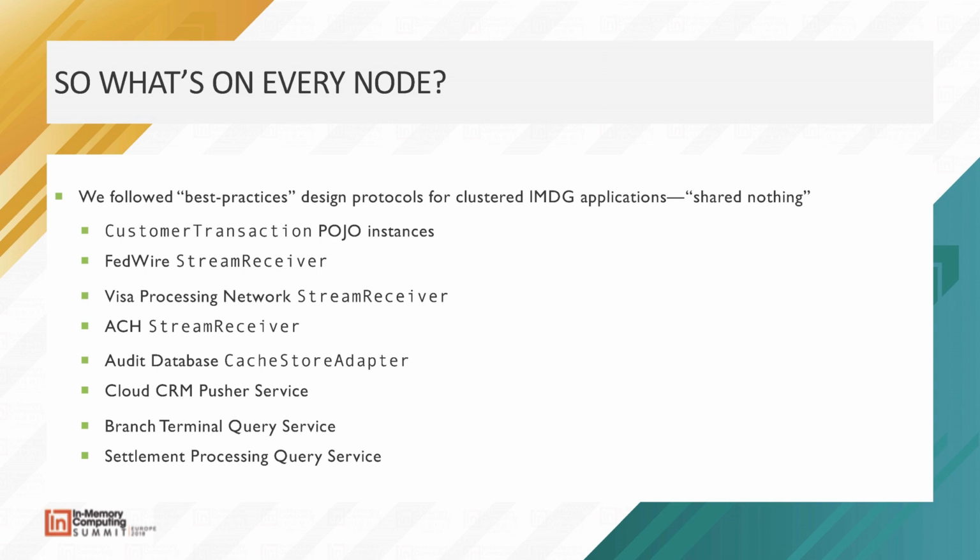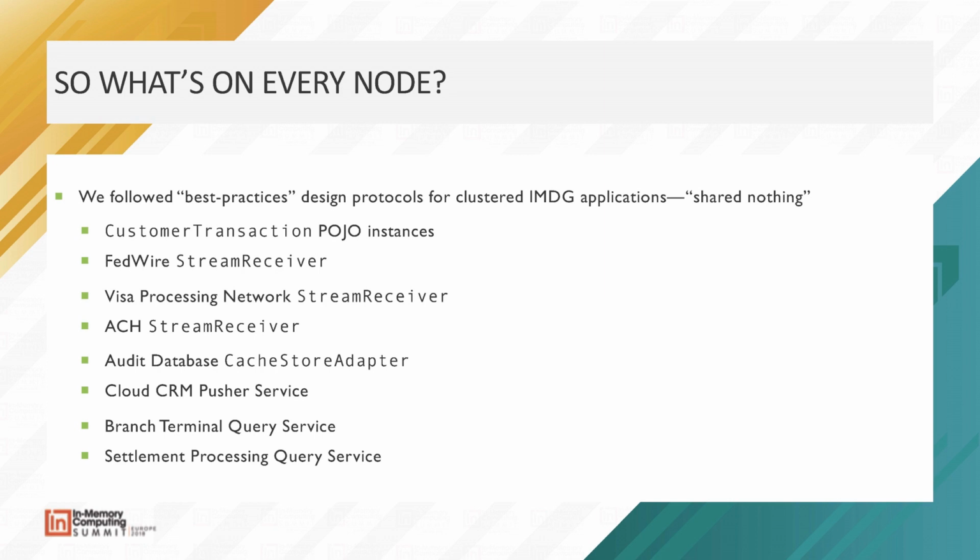But on every node, in order to do this in this shared nothing way, following best practices in IMDG design, we have customer transaction POJO instances. We've got the Fedwire stream receiver. We've got the Visa processing network stream receiver. We've got the ACH stream receiver. We've got a cache store adapter that can write data through or write data behind to our audit database. We've got a cloud CRM pusher service. We've got a query service that allows our branch terminals to access data if someone walks into a bank. And we've got our settlement processing query service.